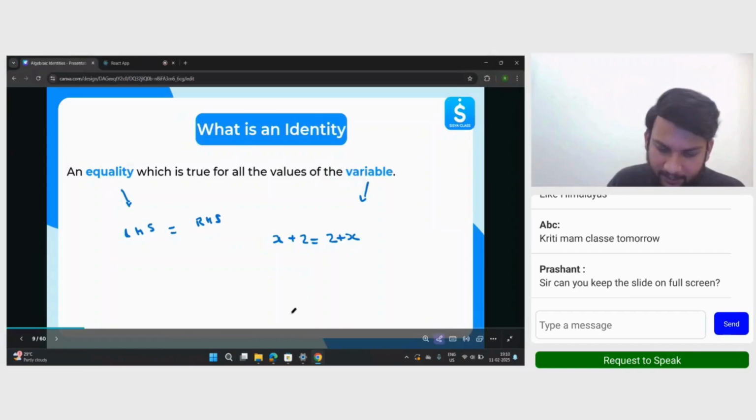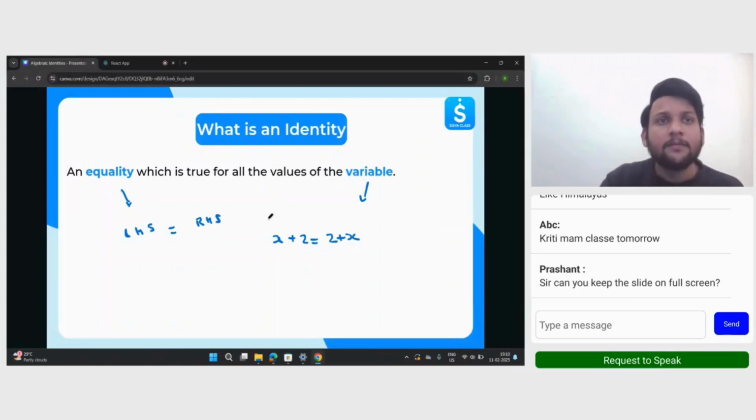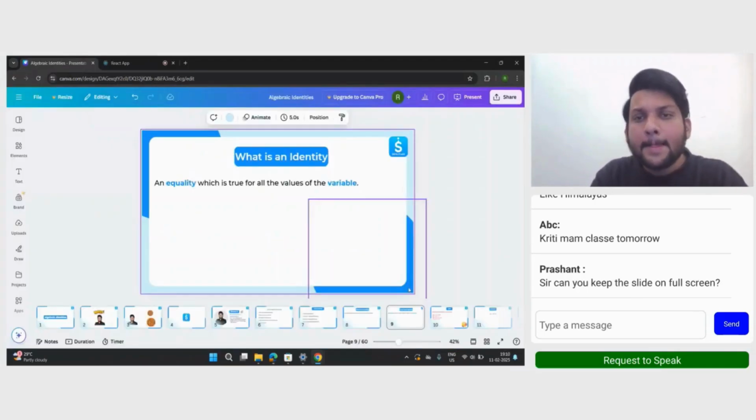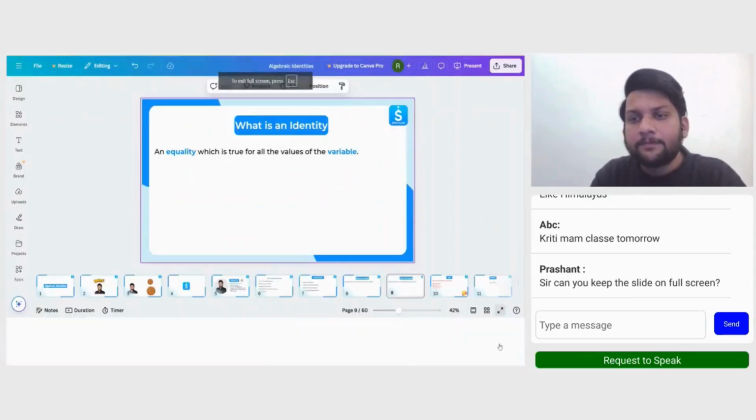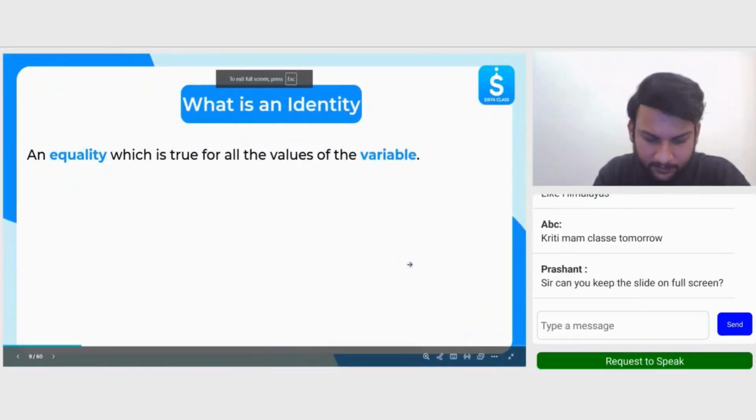Can you keep the slide on full screen? It's on full screen only. Wait. Is it now better?